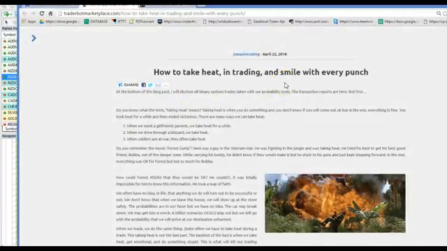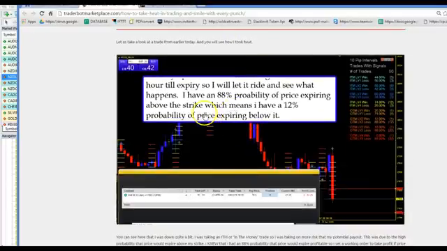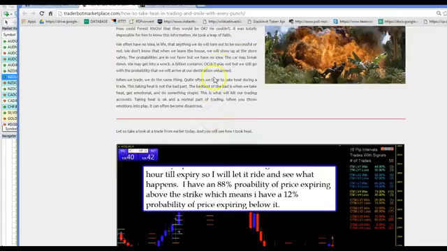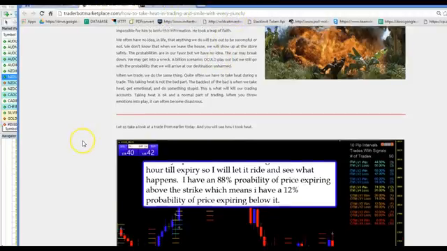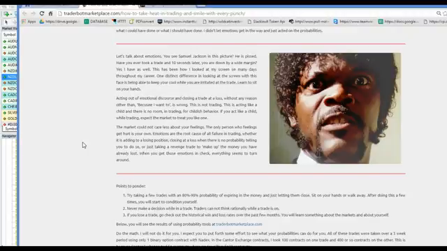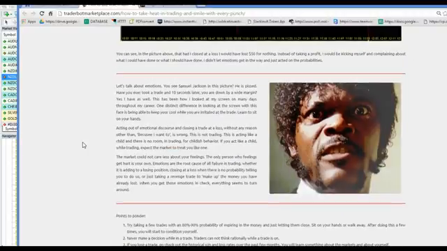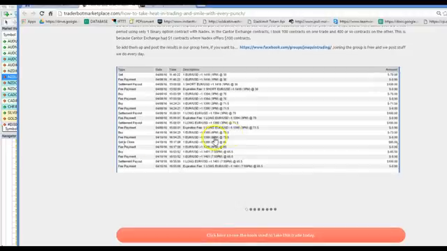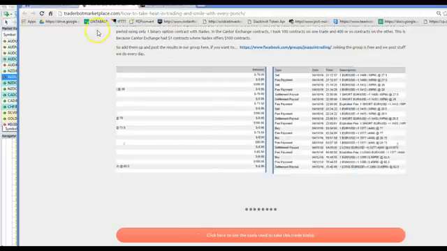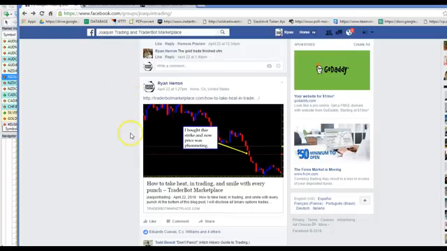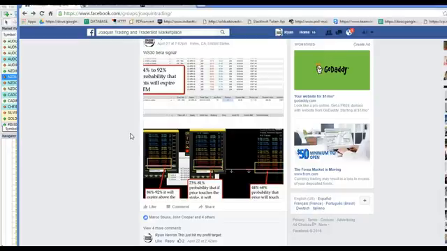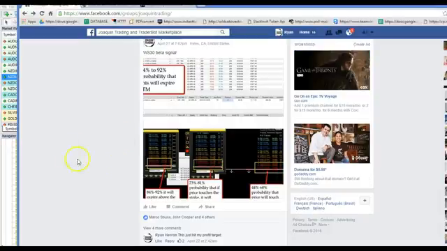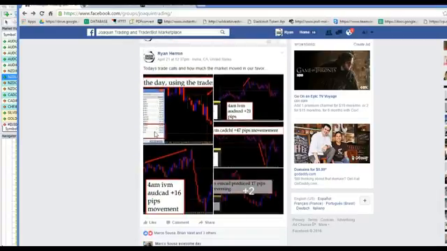I don't know what this picture is. I think this was a binary trade. Oh no, okay, this is a blog here. You can read the blog, and it tells you about taking heat and how it expired. There is Samuel Jackson from Pulp Fiction, and it'll talk about some of my Nadex trades there. Okay, all that's talking about the toolbox.